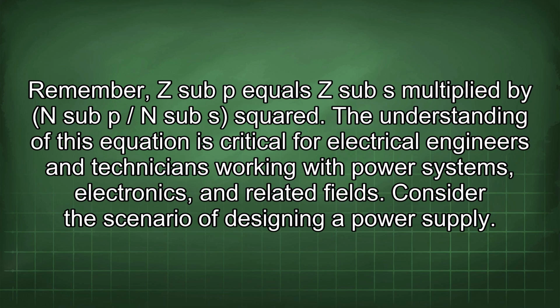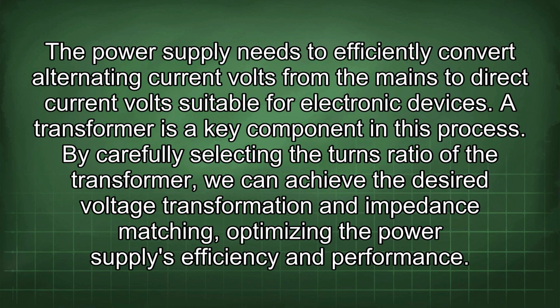Consider the scenario of designing a power supply. The power supply needs to efficiently convert alternating current volts from the mains to direct current volts suitable for electronic devices. A transformer is a key component in this process. By carefully selecting the turns ratio of the transformer, we can achieve the desired voltage transformation and impedance matching, optimizing the power supply's efficiency and performance.